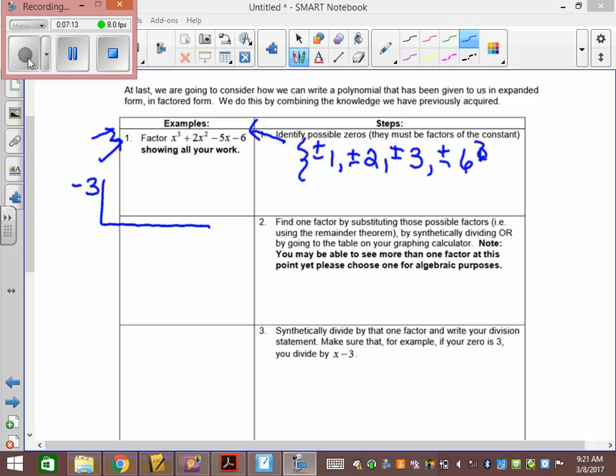Okay, so we have to make sure we can count down. 3, 2, 1, 0. So we can count down, so that's good, and then we don't need any placeholders. If we were missing the x or the x squared, we'd have to put a 0 in its spot, okay? So now the synthetic division is not going to contain the x's. It's just going to contain the coefficients. So what's in front of here? A 1. So we're going to have 1, then 2, then negative 5, then negative 6.